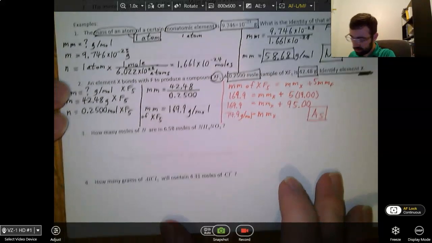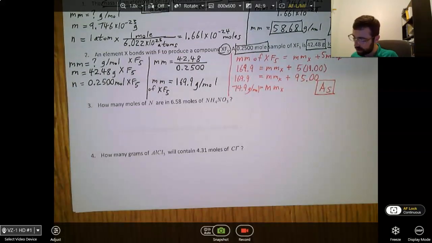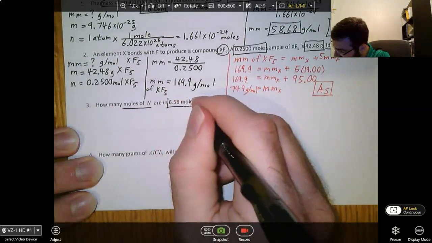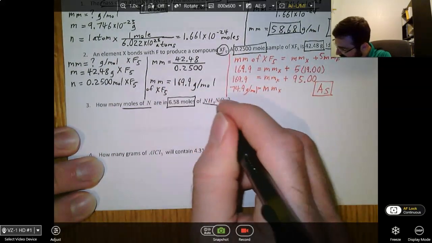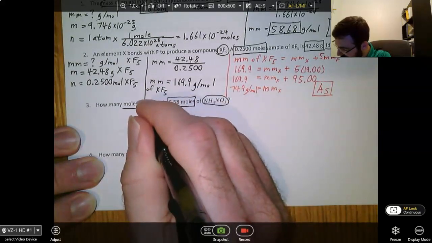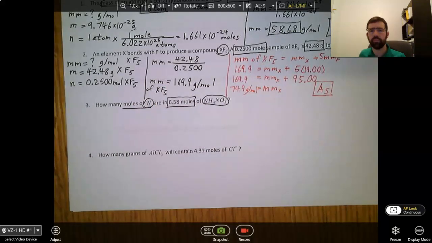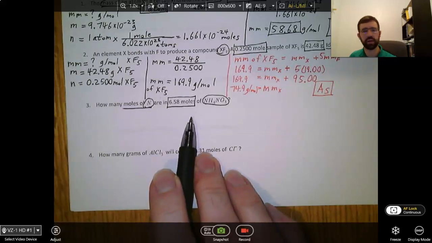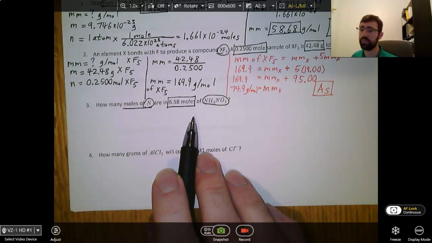All right. How many moles of N are in 6.58 moles of NH4NO3? Little bit of a different question. We need to think through what we're going to use to solve it. I'm looking for moles of N, and I'm given moles of NH4NO3. I don't know that we've done a problem quite like this one before, at least not in AP chemistry that I remember. I don't see molar mass and I don't see mass, so I'm not going to use that formula. This is actually just a conversion problem.